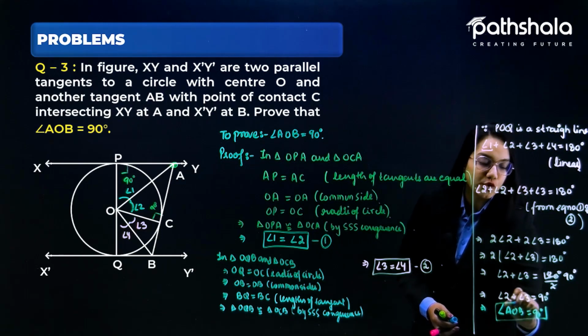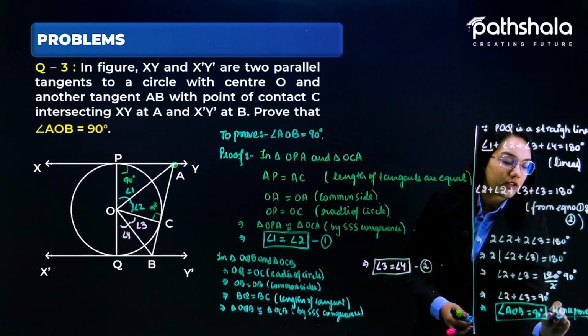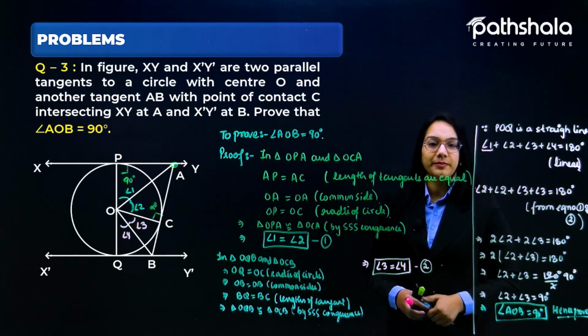So this is what we wanted to prove, that this angle is 90 degrees. Hence proved that angle AOB is equal to 90 degrees.